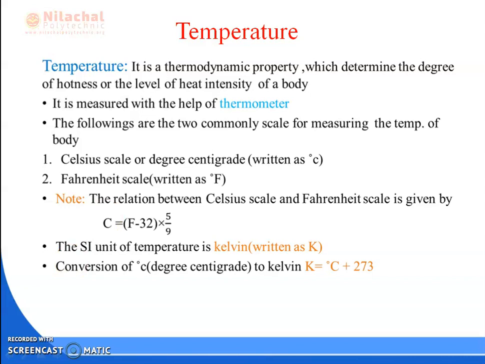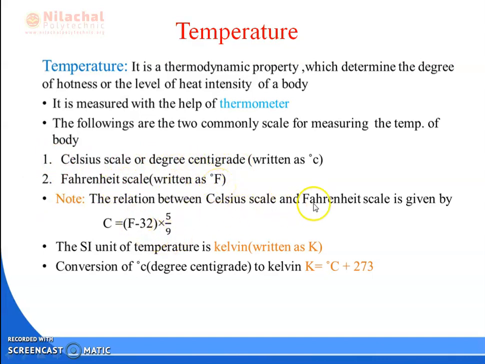Now the next property is temperature. First property is pressure, next property is temperature. It is a thermodynamic property which determines the degree of hotness or level of heat intensity of a body. Then you can understand. It is measured with the help of a thermometer. The following are the two common scales for measuring temperature of a body: Celsius scale and Fahrenheit scale. Celsius scale is in degree centigrade, Fahrenheit scale in degree Fahrenheit.